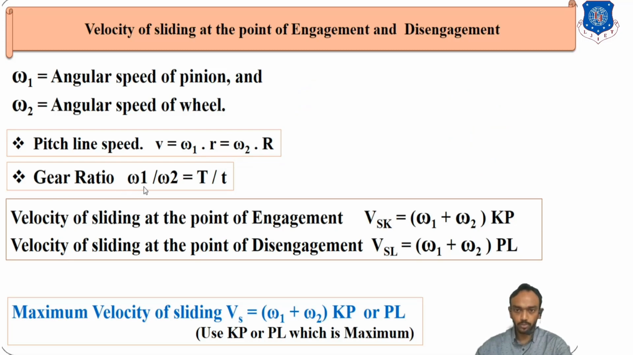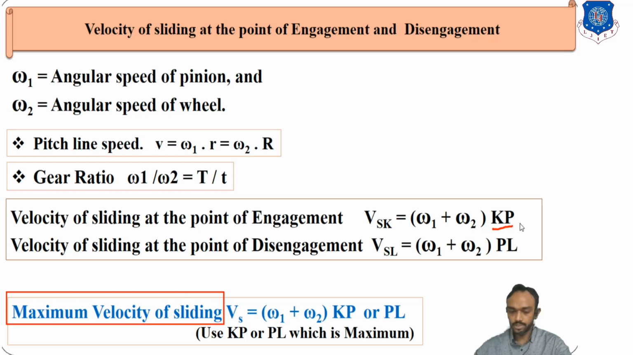The second is the gear ratio: omega 1 upon omega 2 is equal to capital T by small t. Then the sliding velocity at the point of engagement is omega 1 plus omega 2 into KP, and at the point of disengagement it is omega 1 plus omega 2 into PL. This is the sliding velocity at the L point, and the sliding velocity at the K point, which is the engagement point. Sometimes they ask for the maximum velocity of sliding, Vs.